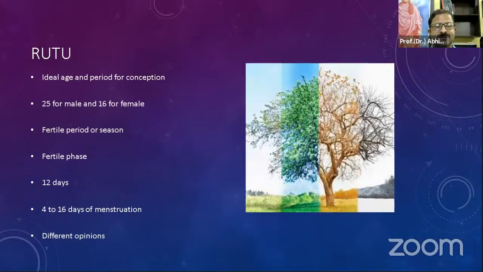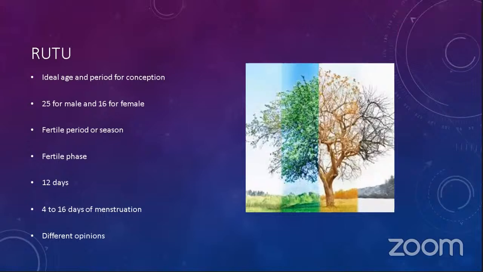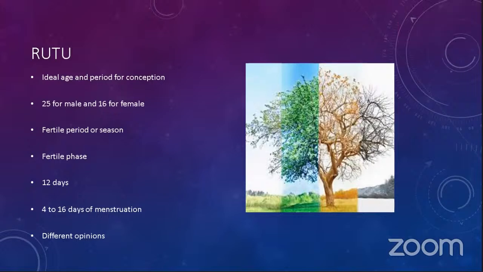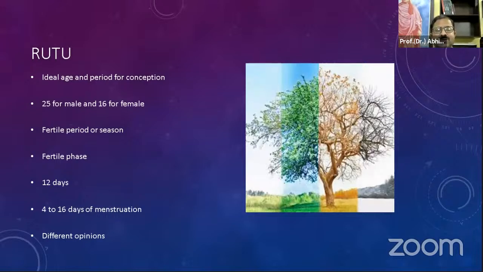As I was told that this is the session for undergraduate students, keeping that in mind, I am telling very basic things which are required to know at the undergraduate level. So the first important element needed for embryogenesis is the Rutu. So what is this Rutu?